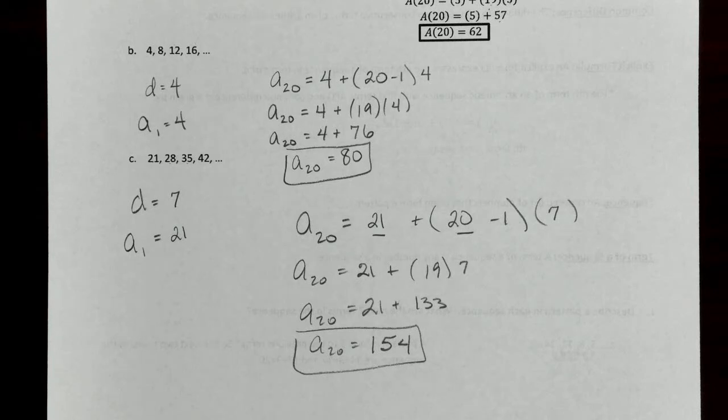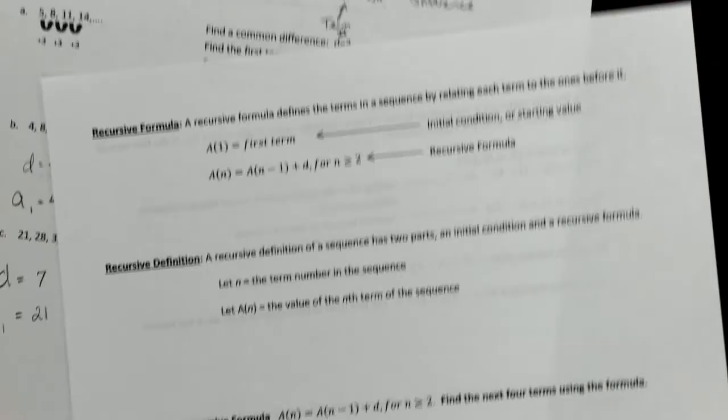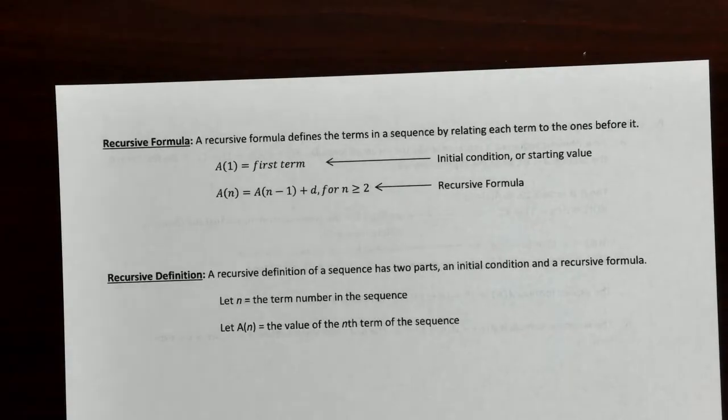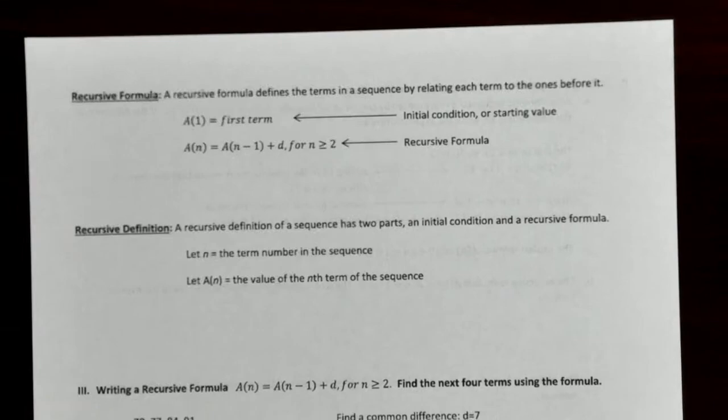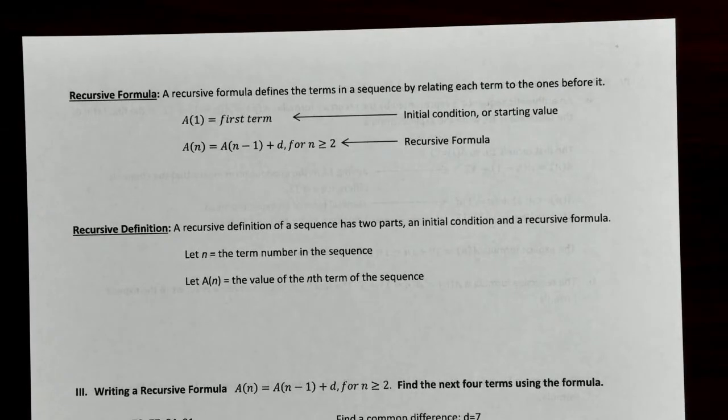Okay, so now we have another formula, right? So we learned the explicit formula. Now we're going to learn what we call the recursive formula. Recursive formula defines the terms in a sequence by relating each term to the one before it. Okay, so let's put that in plain English, right? The recursive formula is going to look at the second term and relate it to the first term. It's going to look at the third term and relate it to the second term. Fourth term related to the third term. Okay, same thing, nothing changed.